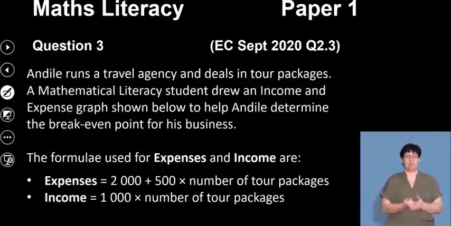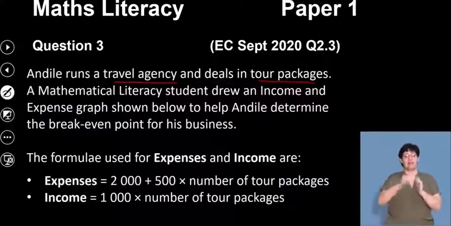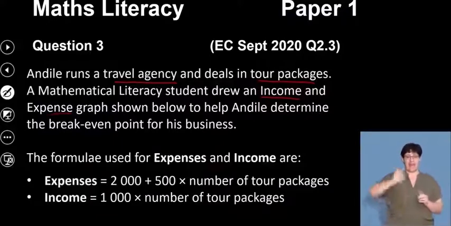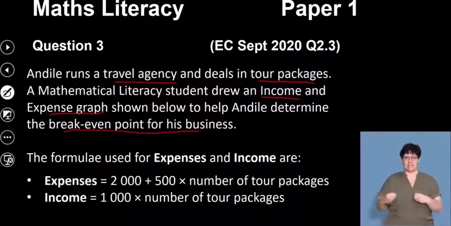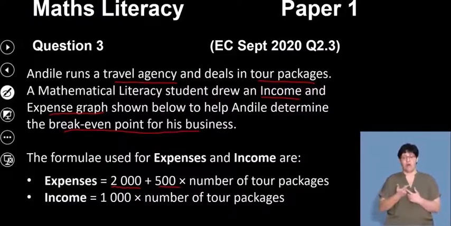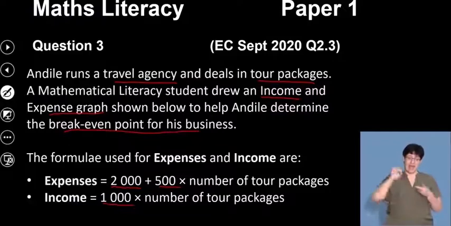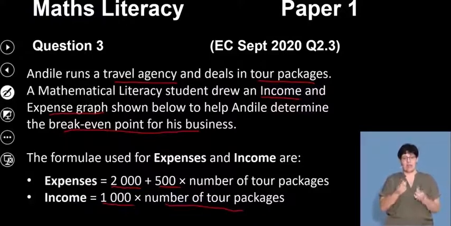So now we've got Andile runs a travel agency and deals in tour packages. A mathematical literacy student drew up an income and expense graph that's shown below to help Andile determine the break-even point for his business. And they give you the formula. So the formula used for expenses and income. Expenses is 2,000 Rand plus 500 times the number of tour packages. And the income is 1,000 Rand times the number of tour packages.